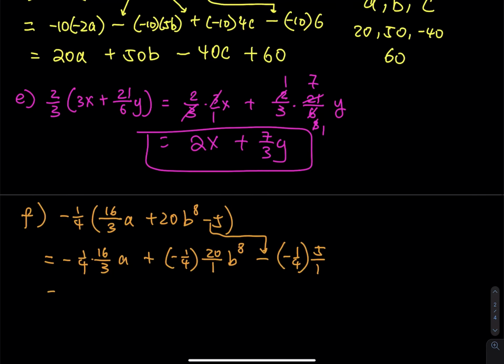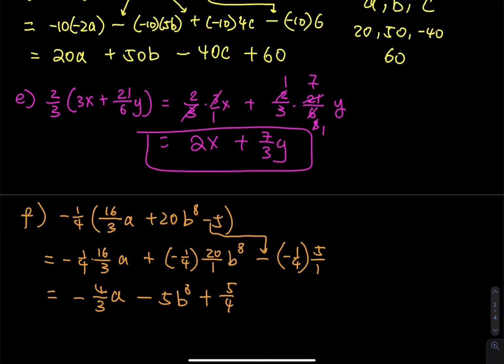So the 4 and the 16, 4 divided by 4 is 1, 16 divided by 4 is 4, so that is negative 1 over 4 over 3a, plus minus is a minus, 20 divided by 4 is 5, you don't touch the b and the exponent, and then minus is a plus, 4 and 5, we can simplify that, so we keep that as 4 over 5.